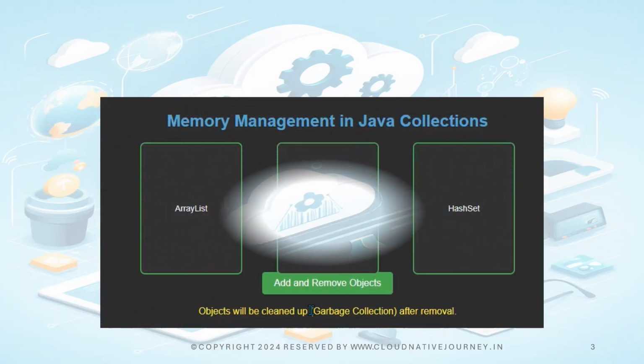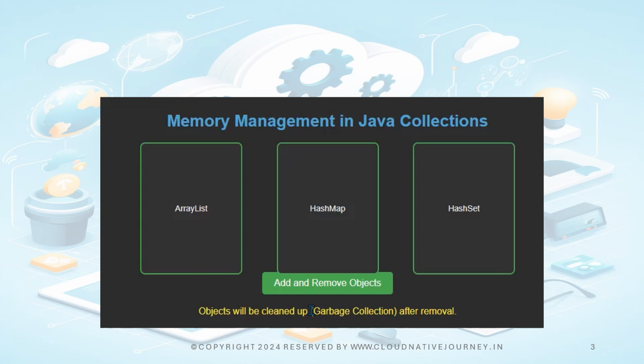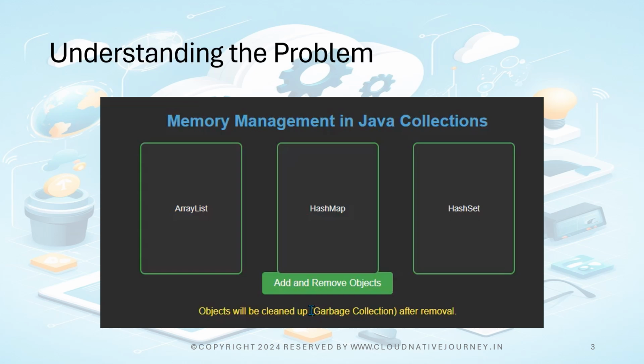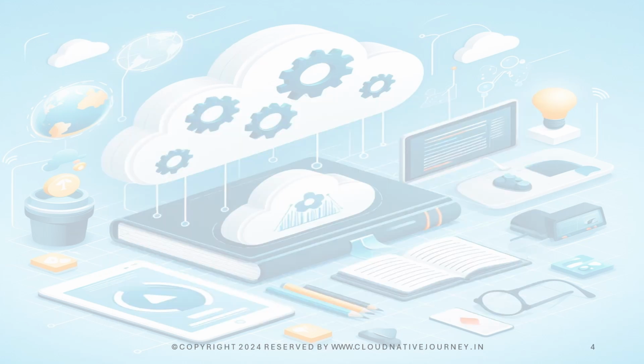In Java, collections like ArrayList, HashMap, and HashSet are essential tools. But like any other object in Java, collections can consume system resources. This becomes a problem if those resources are not released properly after use, which could lead to memory leaks and performance issues. Let's break down how this happens and more importantly, how we can avoid it.